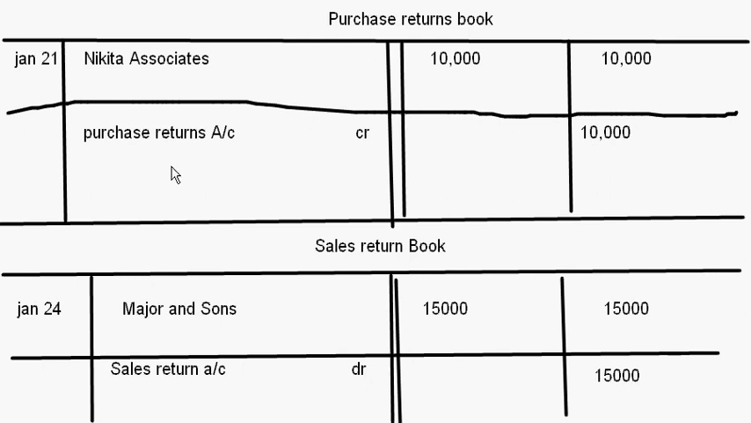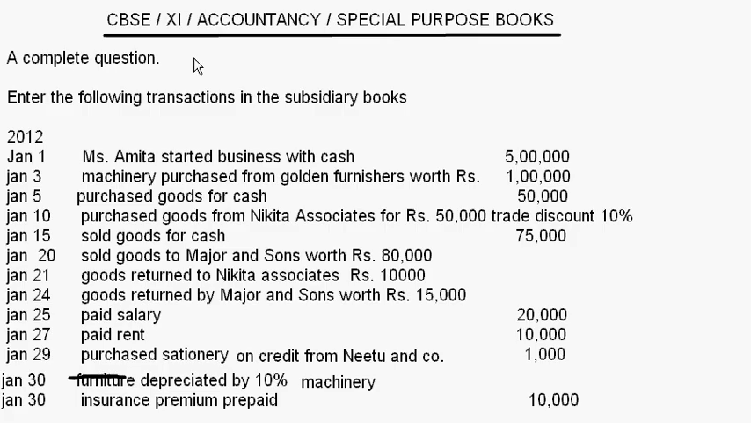Now once all these things are done, then all the balances we have put here, the next step is to transfer all these balances to the appropriate ledger accounts. So here we have taken up a complete example in which we have seen a question in which transactions pertaining to all the subsidiary books are there, and the transactions suitable to each special purpose book have been entered in their appropriate books, right?